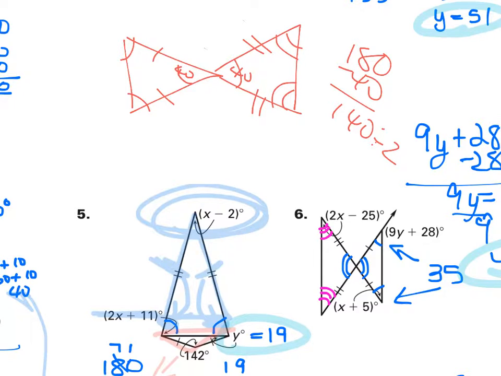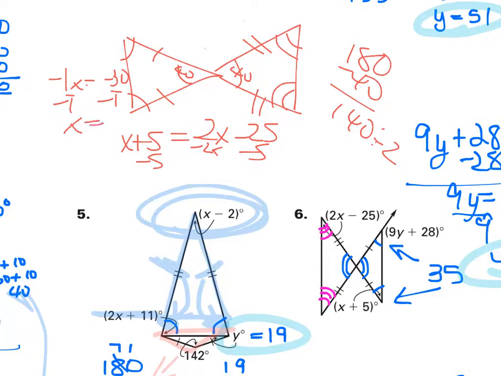So this way, I could have just done x plus 5 equals the other base angle, which was 2x minus 25. And then once I find that, minus 5, and then if I move the 2x over, I get negative 1x equals negative 30. Divide by negative 1, x equals 30. So you would just set them equal to each other because you knew they were congruent.